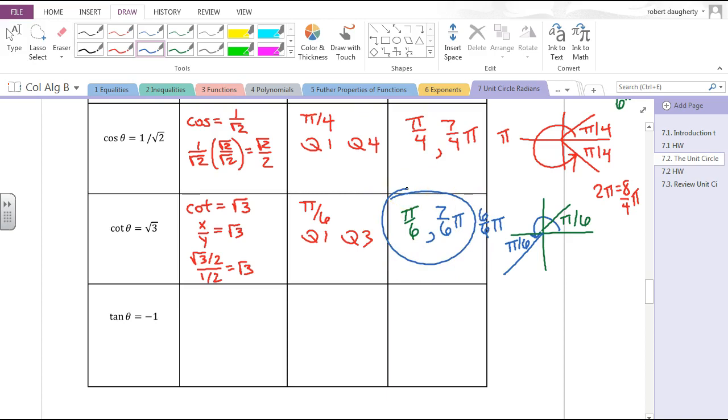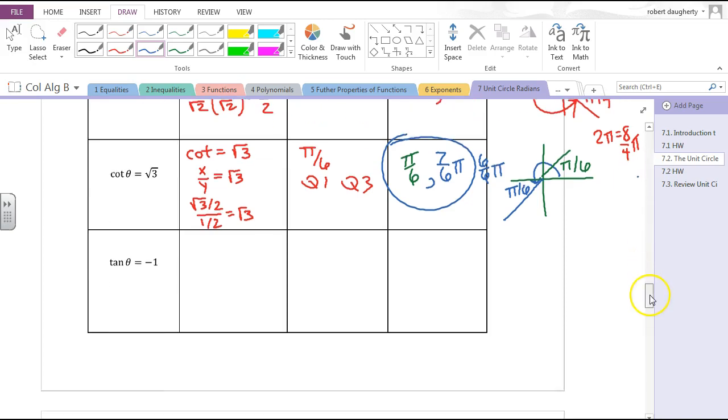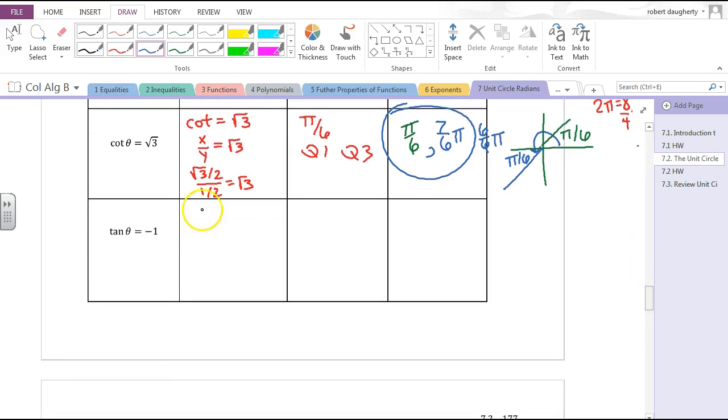Tangent equals -1. Okay. Remember our definition of tangent. Tangent is what? Y over x. Okay? Where do we see y over x giving us a value of 1 on the unit circle? Well, that happens at 45 degrees or pi over 4. It's negative. Where is the tangent negative? That happens in quadrants 2 and 4. So what are these angles?